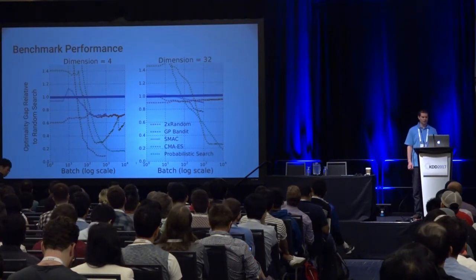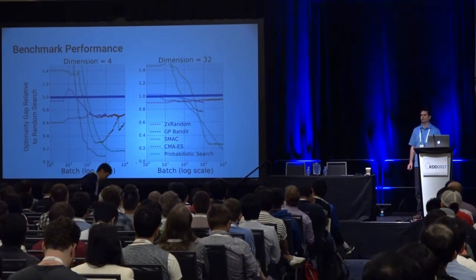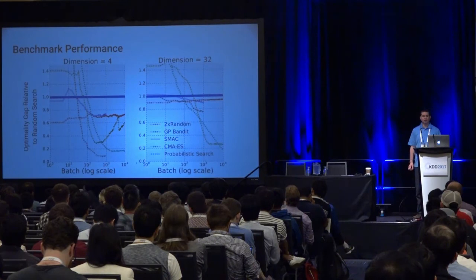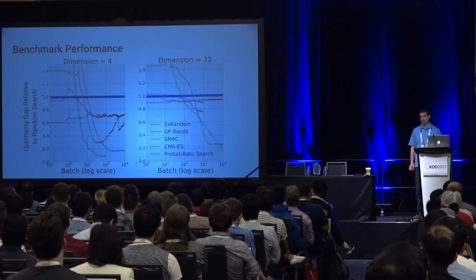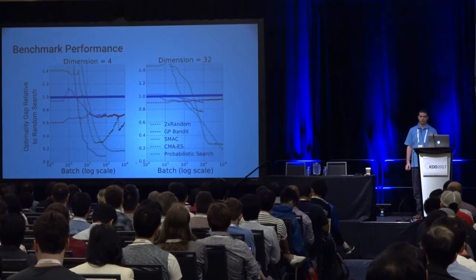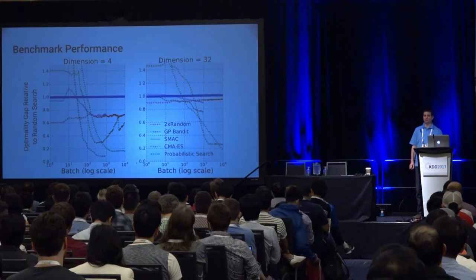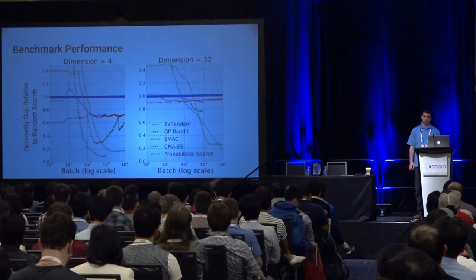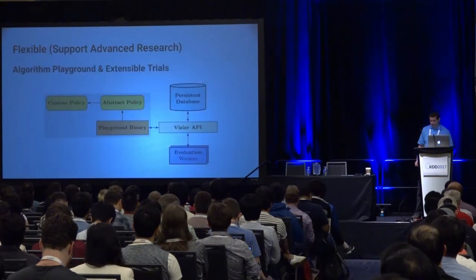And one thing I want to bring to your attention here is that in plotting this in 4 dimensions and 32 dimensions, there isn't one algorithm that's best for all cases. It depends on the nature of the study. And one thing about Vizier is that it dynamically selects what algorithm to use for your problem for you. You don't really need to worry about it.